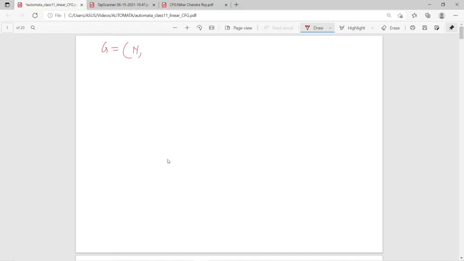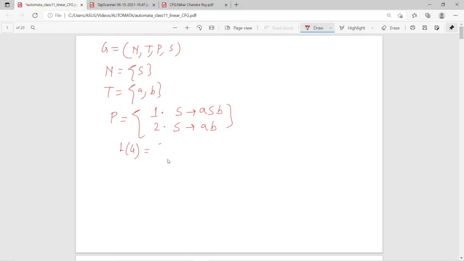That means G = (N, T, P, S), where N is nothing but S, T is nothing but {a, b}, and we will see the production rules. This is nothing but S → aSb, and say from S we will get ab. And the language that is generated by this grammar is a to the power n b to the power n, n greater than or equal to 1.